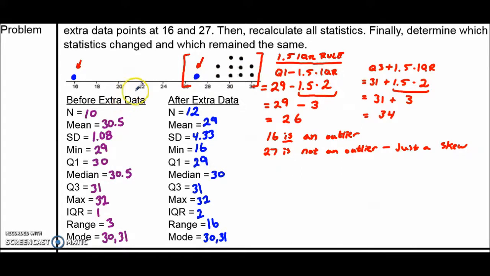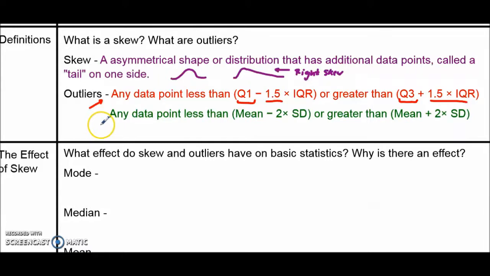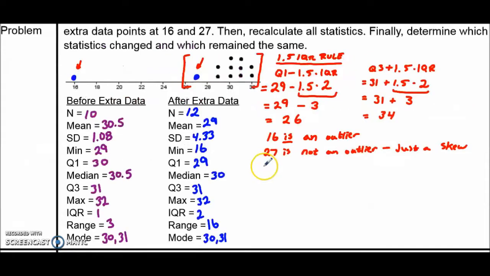Now there's a second rule we can also use, similar to the 1.5 IQR rule, but instead of using IQR, it uses standard deviations. This is called the 2 standard deviation rule. It says that any data point less than the mean minus 2 standard deviations or greater than the mean plus 2 standard deviations is going to be an outlier. So it gives us a boundary just like the 1.5 IQR rule, but instead of 1.5 times IQR, it does 2 times the standard deviation. Let's take a look at how that looks with the example above.